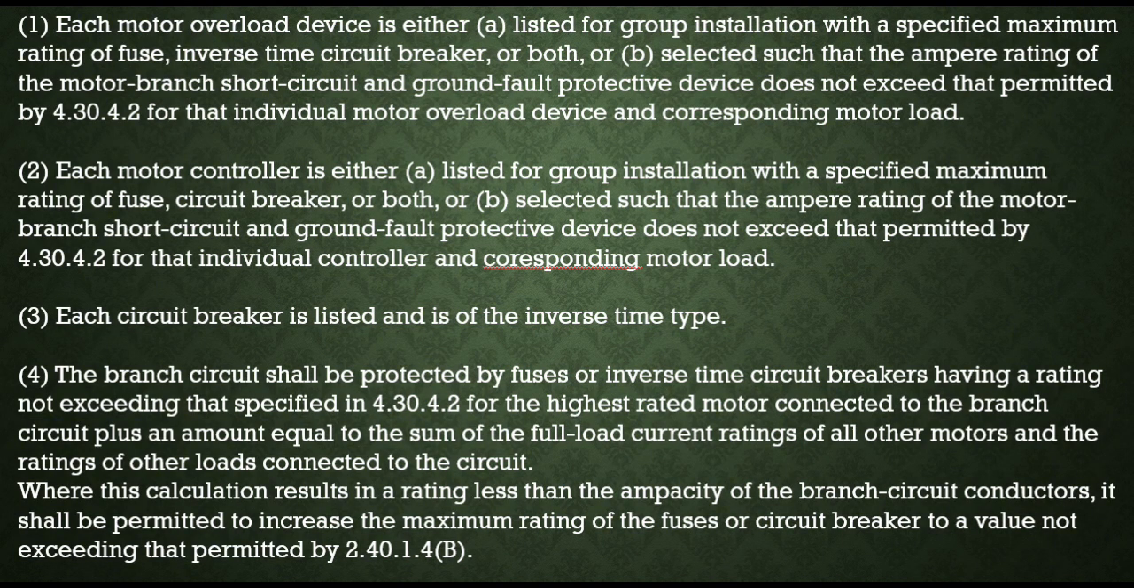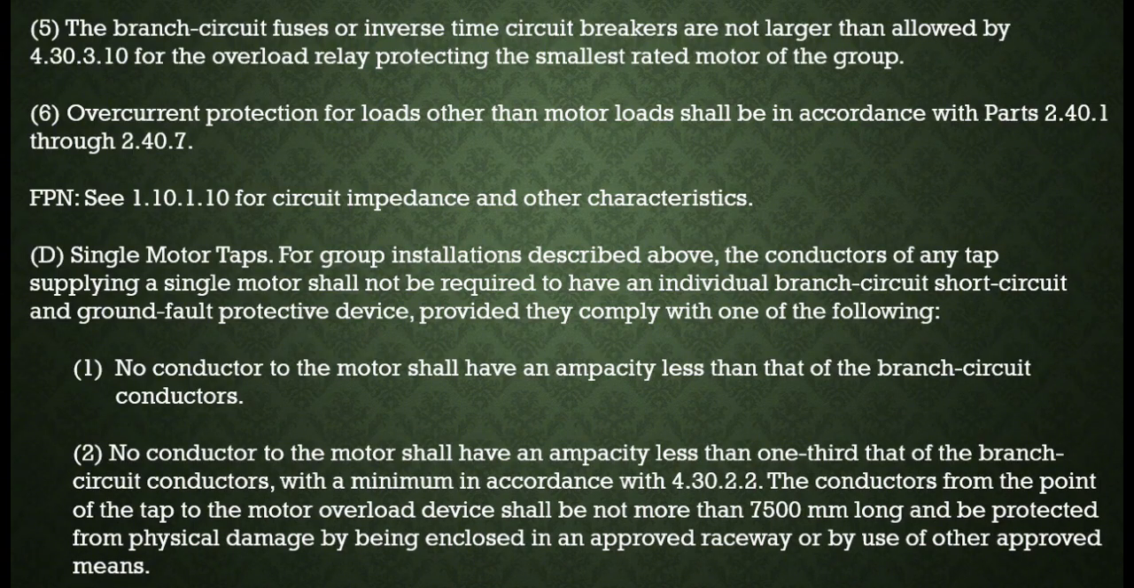Each overload device and controller must be listed for group use or selected based on 4.30.4.2. Ang circuit breakers dapat inverse time type. The branch circuit protection should be fuses or inverse time breakers, calculated based on the highest rated motor plus the sum of other loads. If the calculation is less than the conductor capacity, pwede nimo i-increase ang fuse or breaker rating. This slide continues group installation rules.